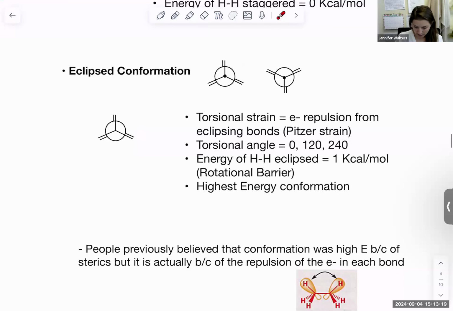In the eclipsed conformation, now we have torsional strain. Torsional strain is when electrons repel each other from eclipsing bonds. This is known as Pitzer strain, but that word doesn't matter. I'm going to always use torsional strain. It's the eclipsing bonds themselves. So our torsional angle is going to be 0, 120, and 240. The energy of eclipsed bonds is about 1 kcal per mole. That is known as the rotational barrier, because it's 1 kcal per mole to get past each individual one of those eclipsed hydrogens. Your eclipsed conformation is going to be your highest in energy.